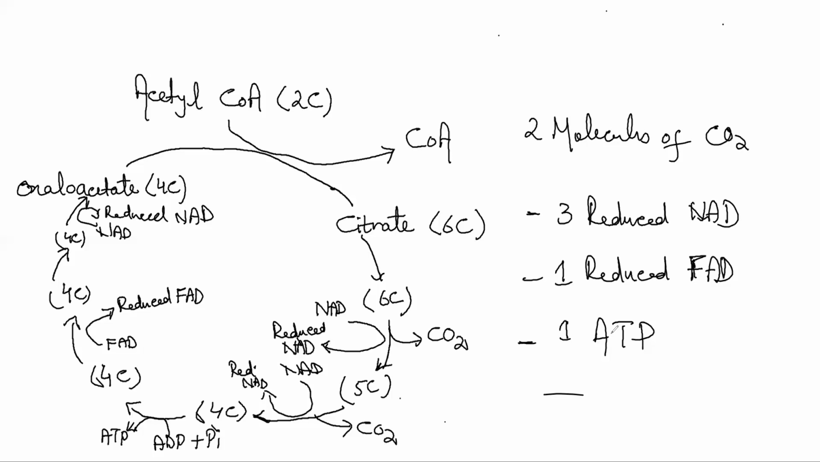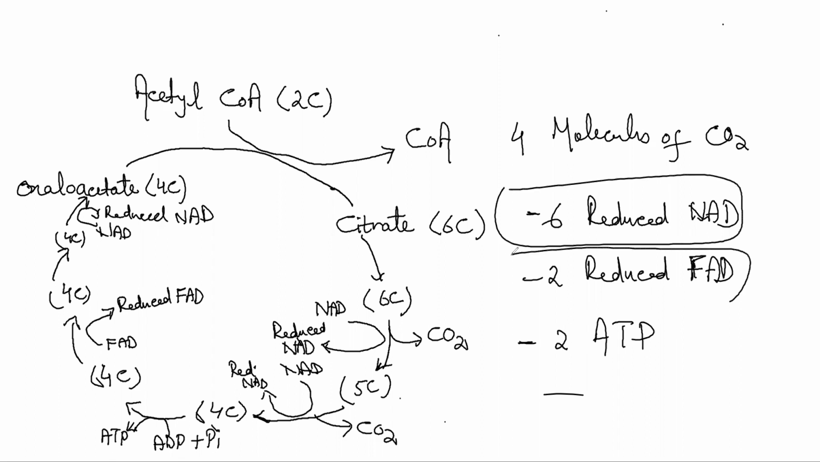So if we talk with reference to two acetyl coenzyme A molecules, then obviously we can say 4 molecules of carbon dioxide are produced. How many molecules of reduced NAD? Of course, 6. And how many molecules of reduced FAD? That is 2. And how many molecules of ATP are produced? That is 2. So these are the products of the Krebs cycle.